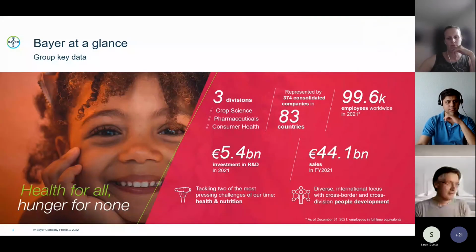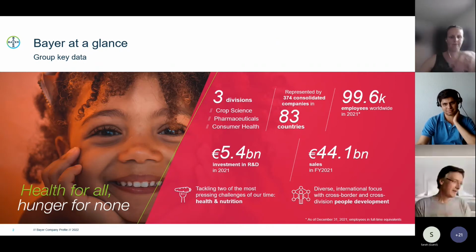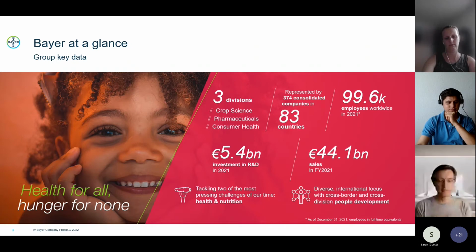And just for an introduction, who are we? So Bayer is a life science company. We call ourselves a life science company. That's why it also fits so nicely for fairness in the life science area. And we have three divisions. So our life science spans crop science, pharmaceuticals, and consumer health. So that's why we have the motto, health for all, hunger for none. And this is really a good goal.